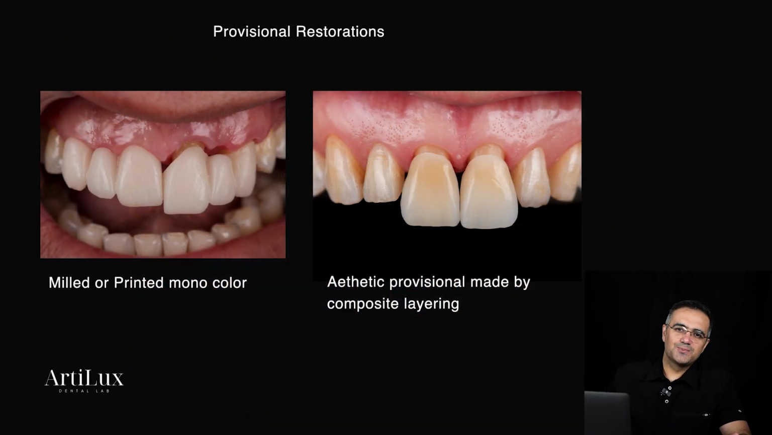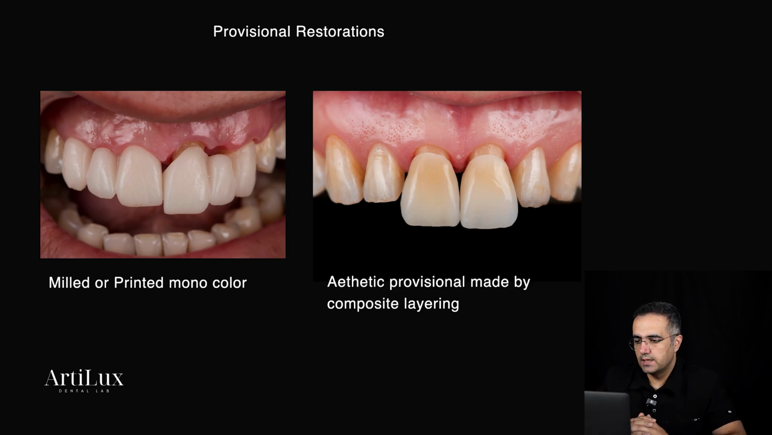And finally, we come to the material which is very weak. It is the PMMA restorations, which I'm using a lot as a provisional restoration. Either we are doing the milling or printed monocolor, as you can see in this case, to use as a provisional restoration, or sometimes we need an aesthetic provisional restoration by composite layering. As you can see here, we did a composite layering just to make it last for a longer time.